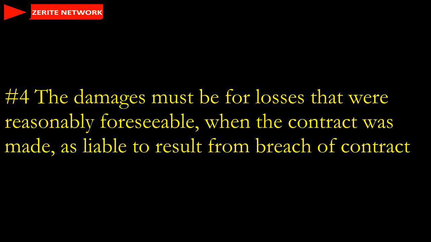Okay? Now, number 4, the damages must be for losses that were reasonably foreseeable when the contract was made, as liable to result from breach of contract. Now, this is important, okay? Because the idea is, there are things in a contract which manifest themselves as frustration or force majeure, things that you can't foresee. Now, you really don't want those ones to become part of damages. In fact, to understand this point, let's look at another case.